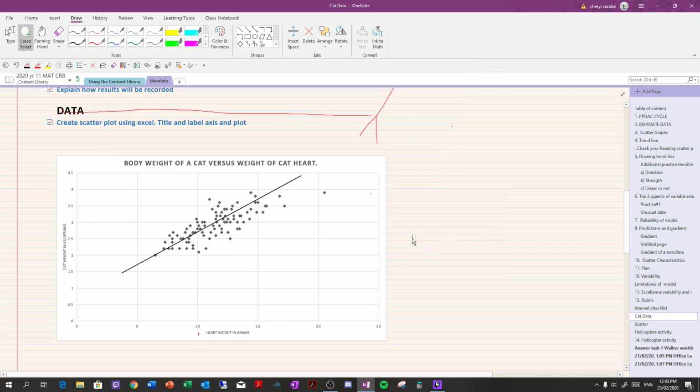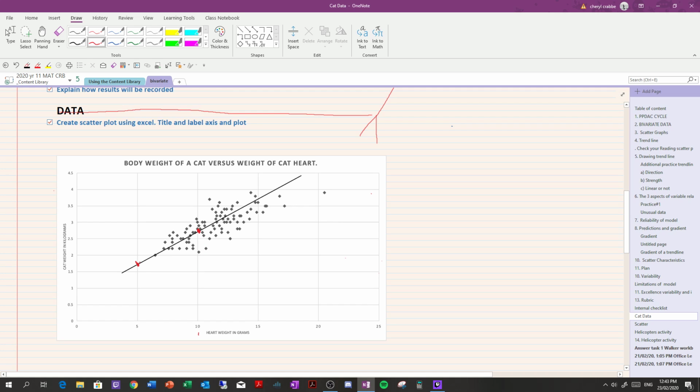Okay, we're going to take a look at finding the gradient of the trend line for the cat data. The very first thing you have to do is grab a couple of points that are on the line. Because I'm using this graph, it doesn't have major lines or minor lines, so it's a little bit tricky. I can't estimate between these numbers, so I'm going to have to do a fairly healthy estimation. I'm going to take a point right on here, and maybe another one somewhere here.